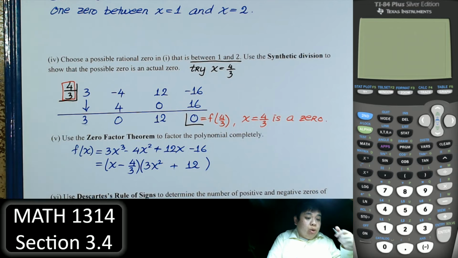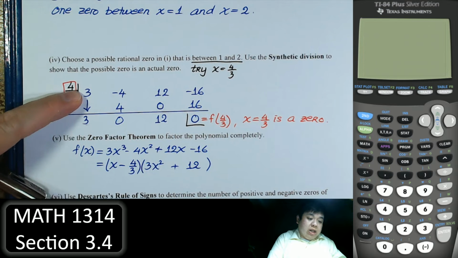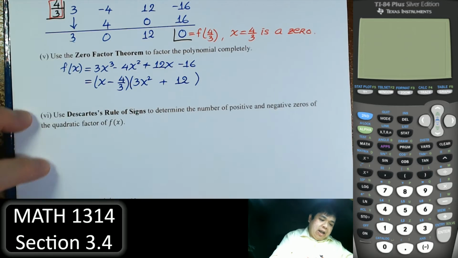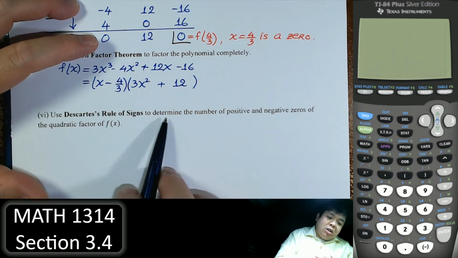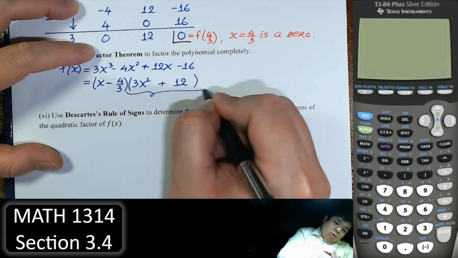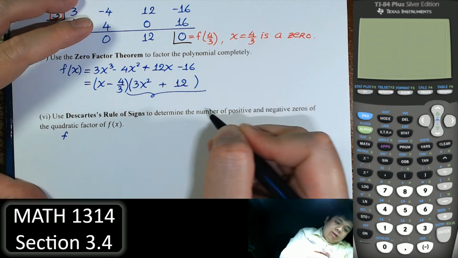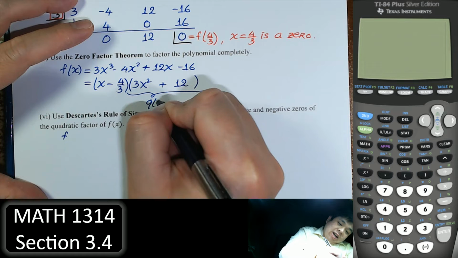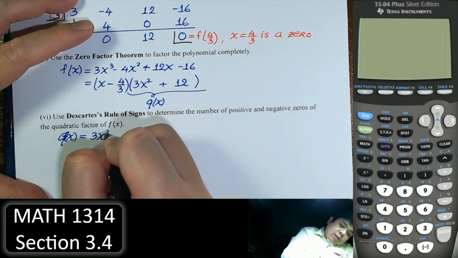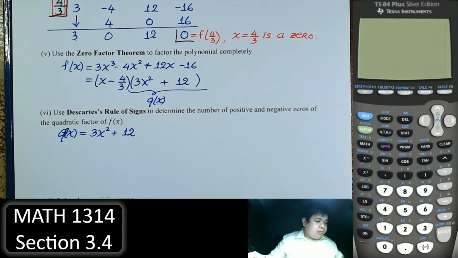When we do synthetic division, we reduce the degree of the polynomial by 1. The original is a cubic polynomial, now reduced to quadratic. Next, use Cauchy's rule of signs to determine the number of positive and negative zeros of the quadratic factor of f of x. Let's just say q of x for quadratic: 3x squared plus 12.